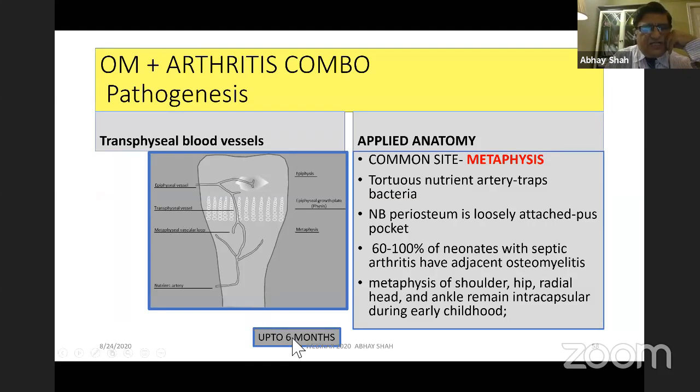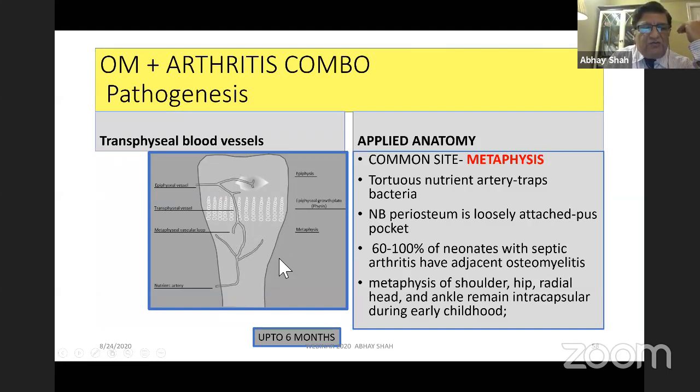In a child who is less than 6 months, it is very important that you can see the transphyseal vessels, and these vessels bend at that junction. And these vessels are communicating from the metaphysis to the epiphysis. So there is a spread of infection. So simultaneously there will be septic arthritis with the osteomyelitis in 30 to 40% of cases. So you have to be very careful.